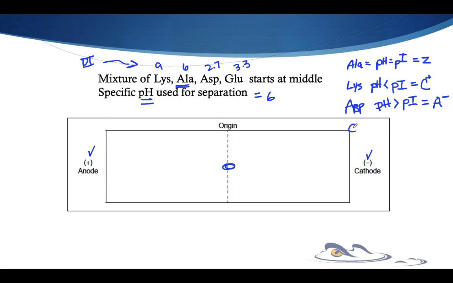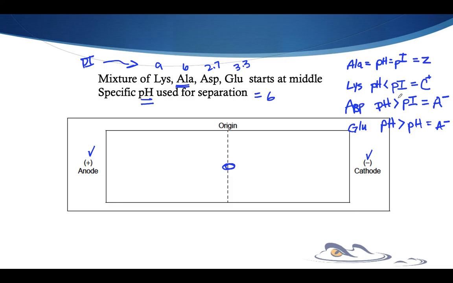Likewise, glutamic acid, same thing here. The pH is greater than the pI, which means it's in its anionic form. Now, one thing I want to point out, since I have 2 of them that are both going to be in their anionic form, I want to take a look at the idea that it's about the difference of these 2.